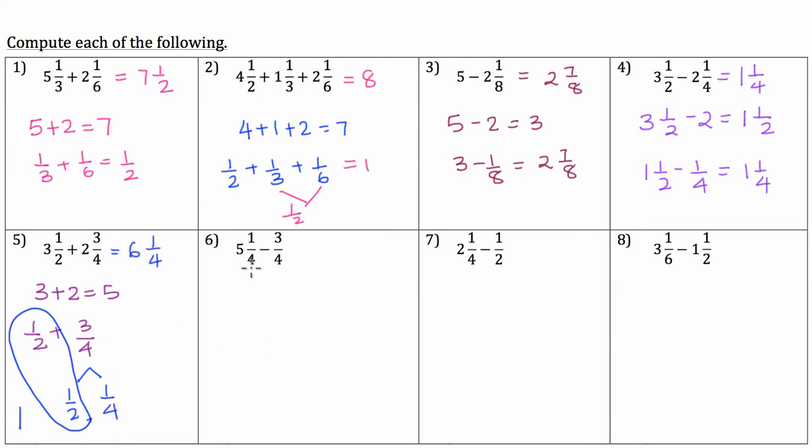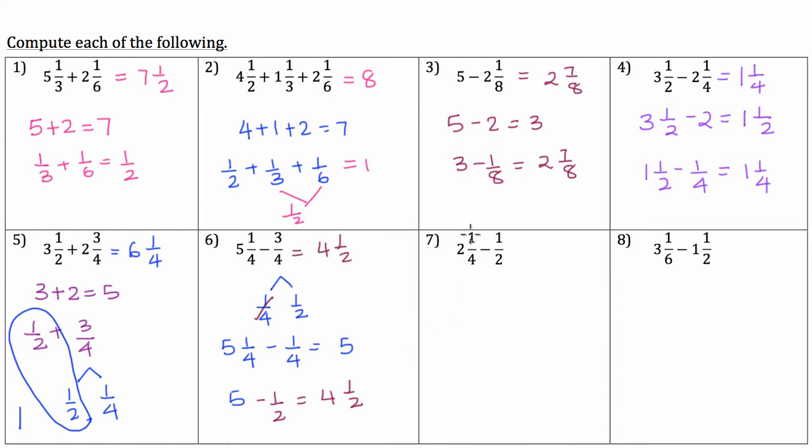The next one is 5 and 1/4 minus 3/4. So we know that 3/4 is made of 1/4 and a half. Let's get rid of the 1/4 first. So 5 and 1/4 take away 1/4 equals 5. So we have gotten rid of this 1/4. And 5 minus half equals 4 and a half.